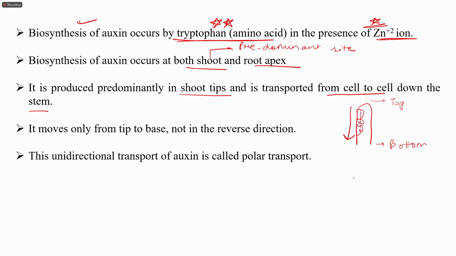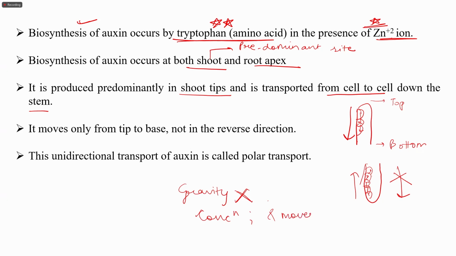Now, another question that arises: if I change the orientation of this stem, then what will happen? Will it be like this or like this? It will not be like this. If I change the orientation, again the auxin will move against gravity. So auxin is not affected by gravity, but is actually affected by the concentration and moves from the coleoptile region to the downward cells.